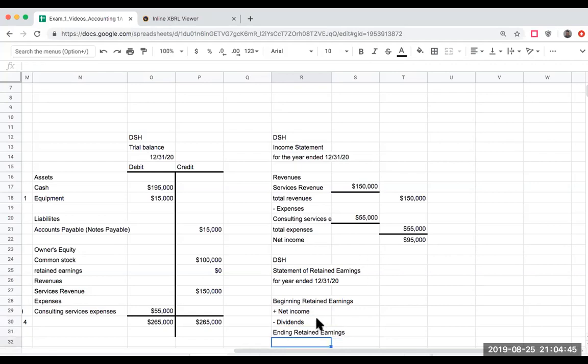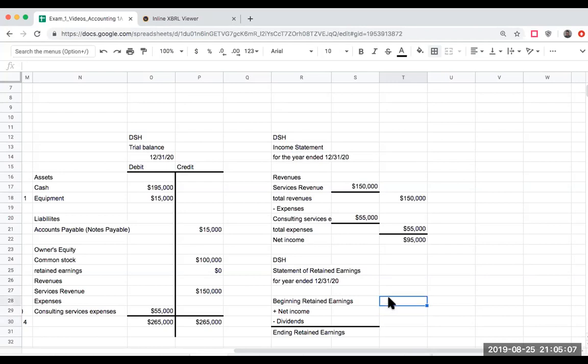Now, we have not yet spoken about dividends. Dividends is when we are giving money back to our shareholders. If we are giving money back to our shareholders in the form of a dividend, it does not go on the income statement, because giving back to our shareholders is not an expense of doing business. Rather, it's a distribution of what we earned.